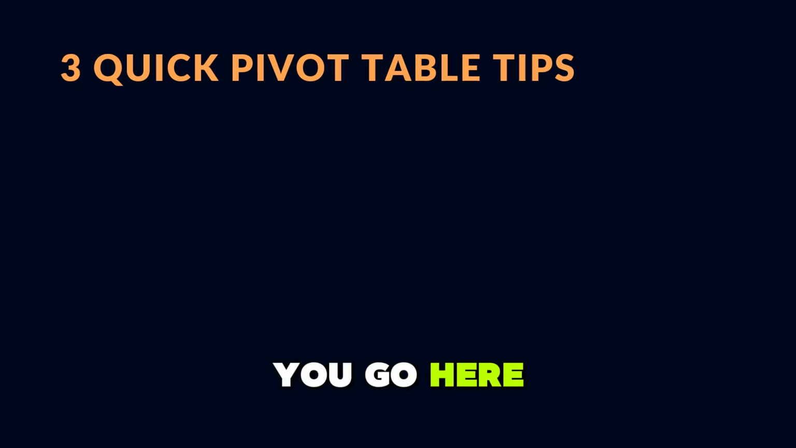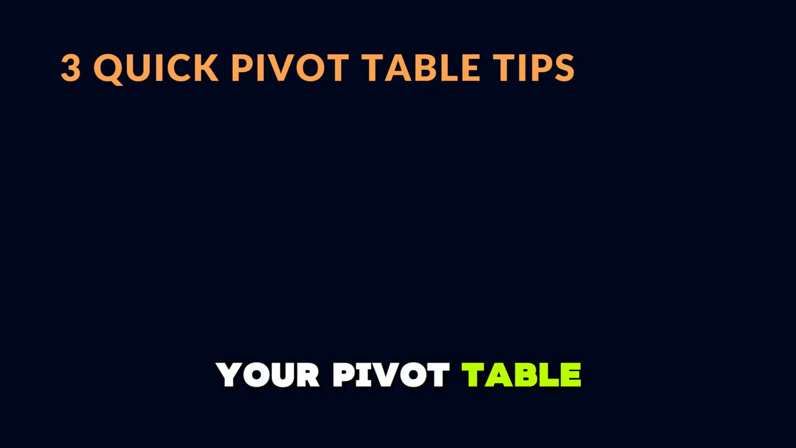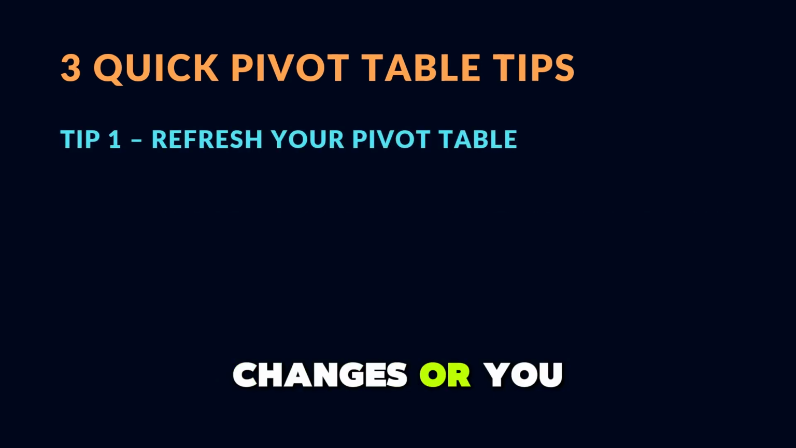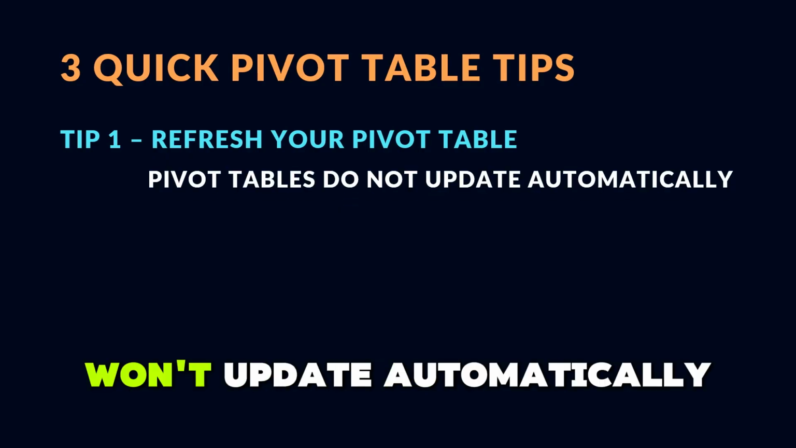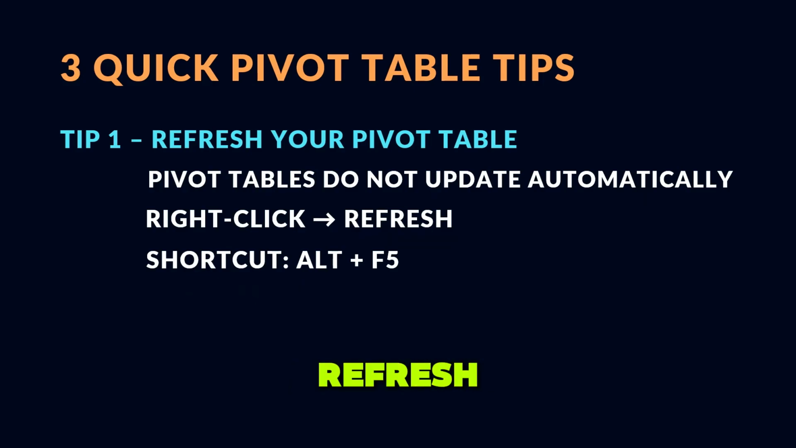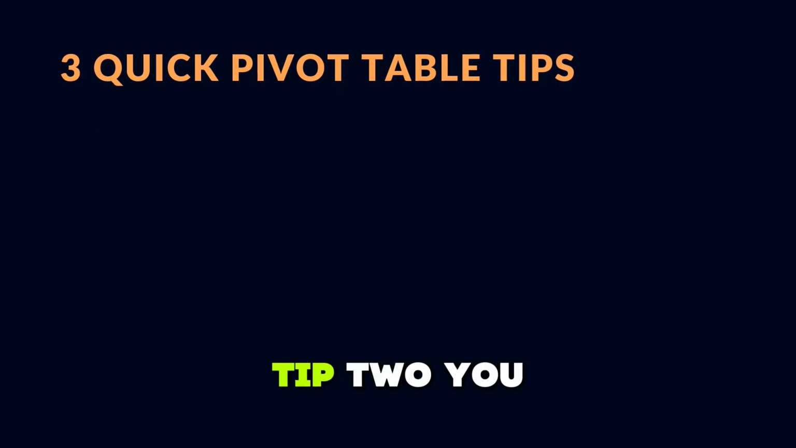Before I let you go, here are 3 quick tips that'll make your pivot table life much easier. Tip 1. If your source data changes or you add new rows, your pivot table won't update automatically. You need to right-click inside it and hit refresh, or press Alt plus F5. Get into that habit.